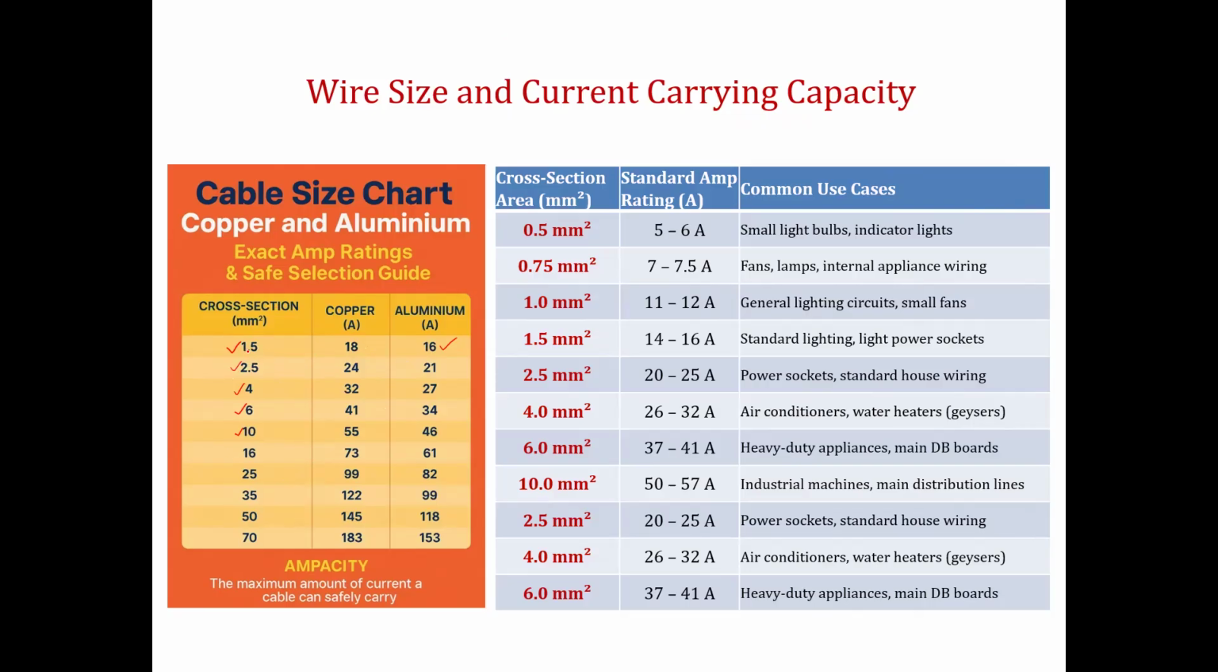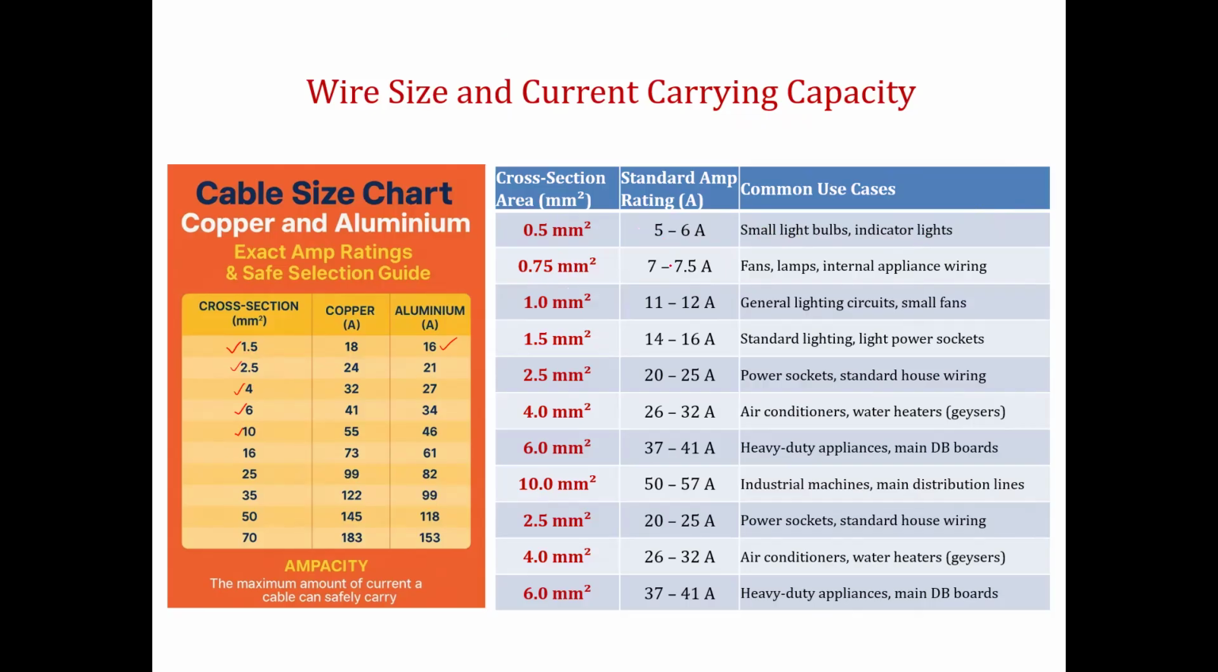So generally we are not using 1.5 and 2.5 aluminum wire, whereas in house wiring nowadays we are using copper flexible wire. The most common sizes are 1.5, 2.5, 4, and 6. Here is the cross-sectional area of the wire, standard current rating, and the common uses. A 0.5 is also available in the market, but it carries current of 5 to 6 ampere. It is used for small light bulb indicators. Generally, it is used for small lights only.